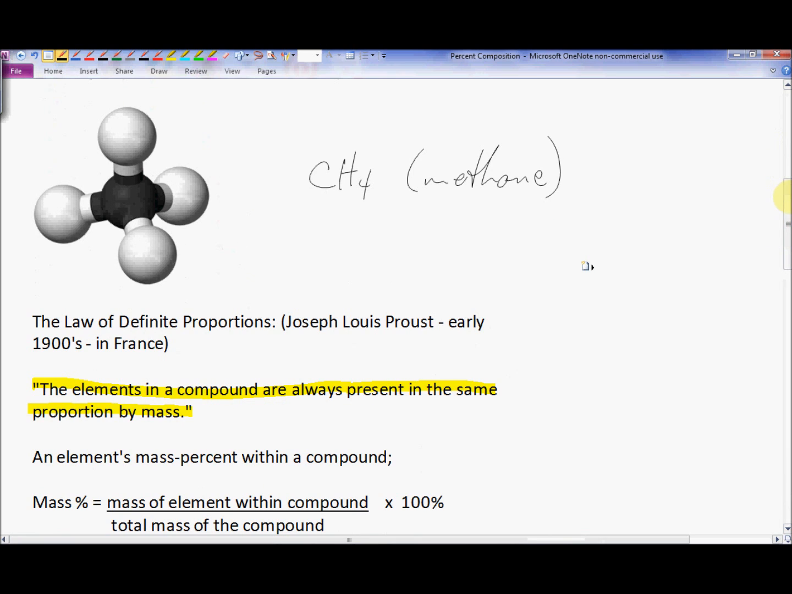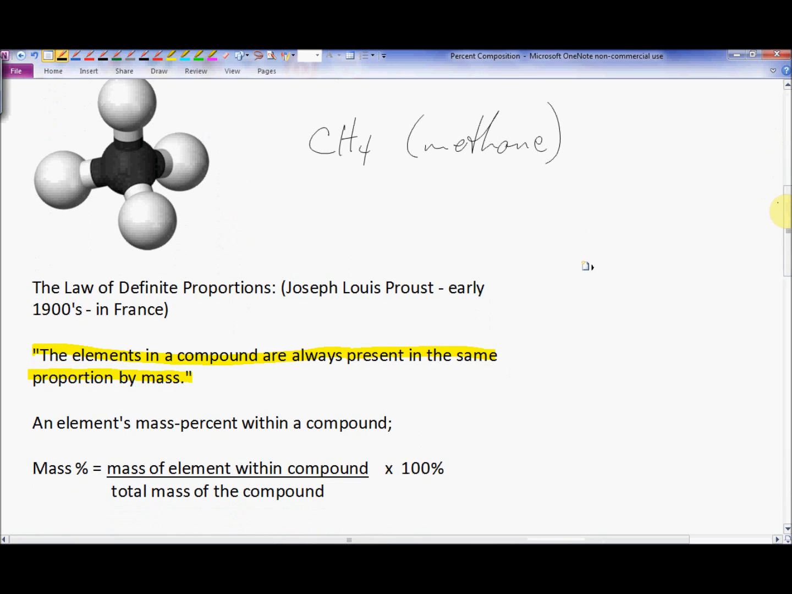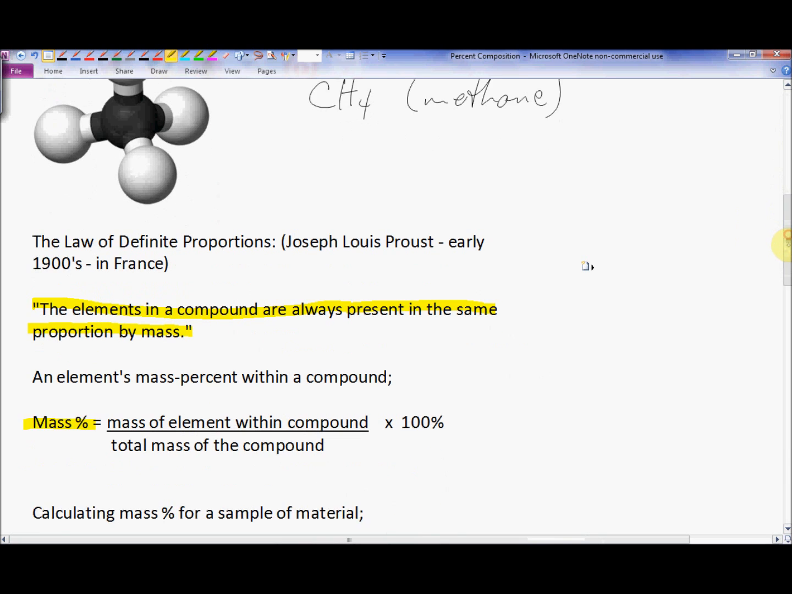Okay, so I'm just going to define something now here. This thing called mass percentage. An element's mass percent within a compound is going to be the mass of the element within the compound divided by the total mass of the compound, and then multiply that by 100%, and that's going to give you the mass percentage for an element.